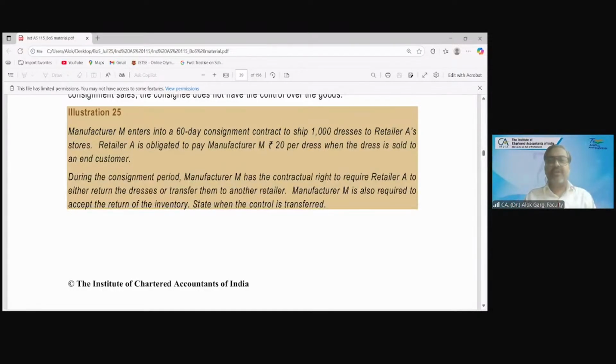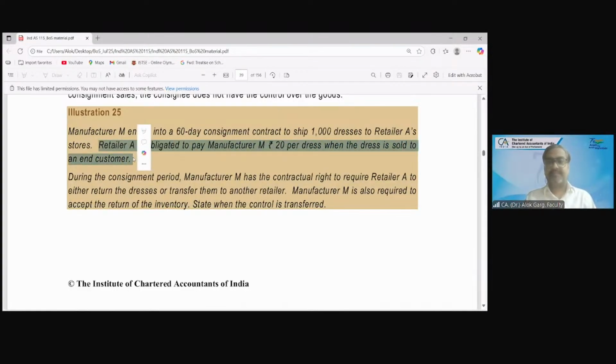Illustration number 25. Manufacturer M enters into a 60-day consignment contract to ship 1,000 dresses to retailer A's stores. You understood the consignment concept? Consignor, consignee. You are familiar with these words. Retailer A is obligated to pay manufacturer M 20 rupees per dress when the dress is sold to the end customer.